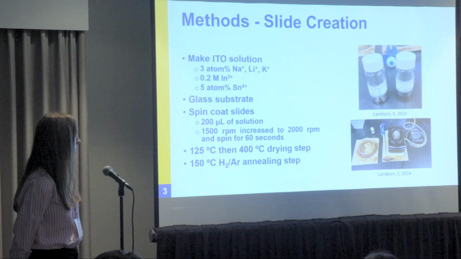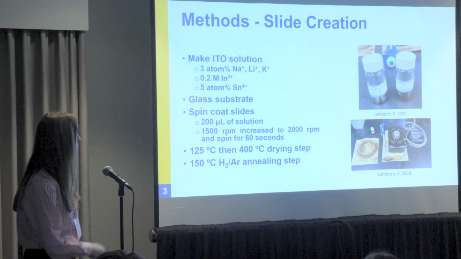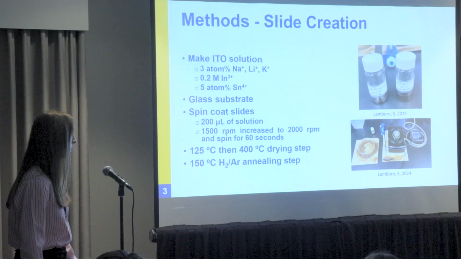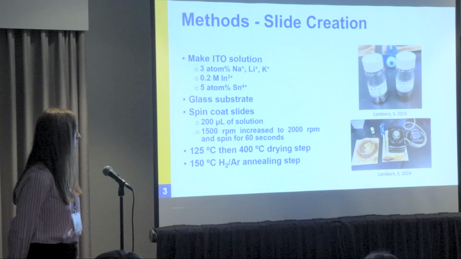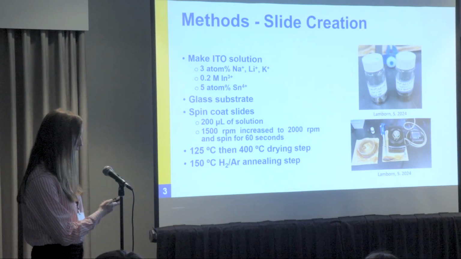We dried them in air at 125 degrees Celsius and then 400 degrees Celsius, and then we repeated these 2 steps 3 more times in order to create a 4-layer film. We then annealed our films in hydrogen and argon at 150 degrees Celsius overnight.